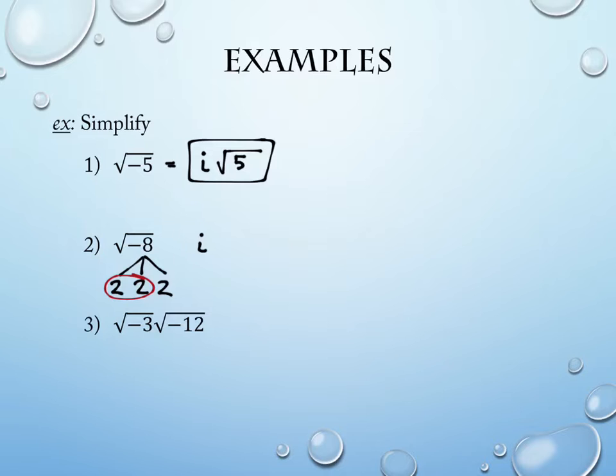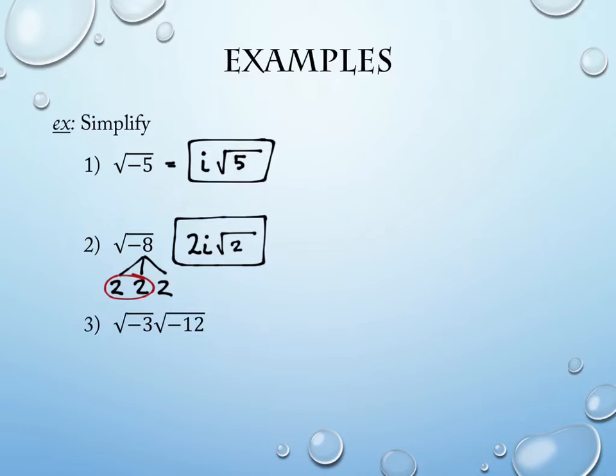Technically, you could put the i and then the 2. More commonly, you'll see people put the number before the variable. It's not a variable, but the letter-looking component. And then what's left underneath my radical? 2. So this is 2i square root of 2. And somewhere on there show that you've broken down the number 8.